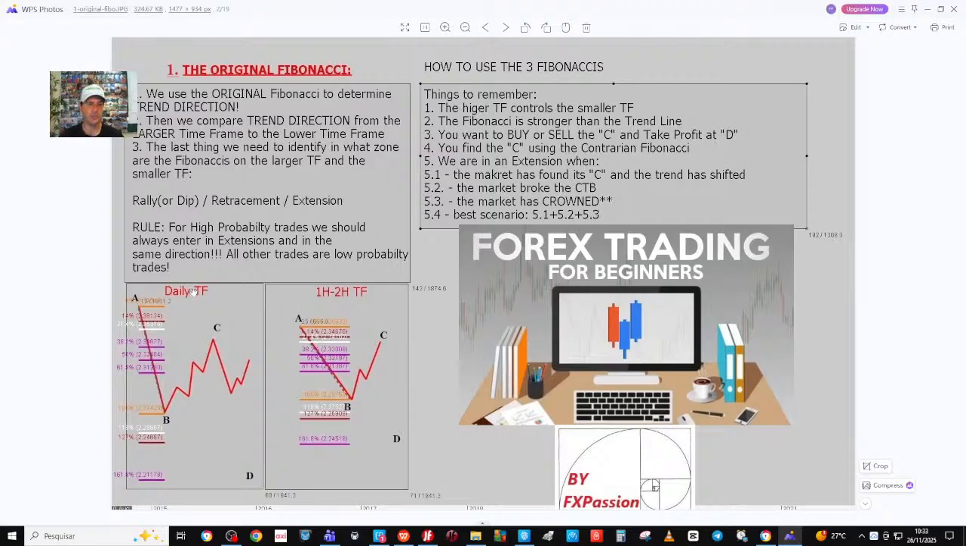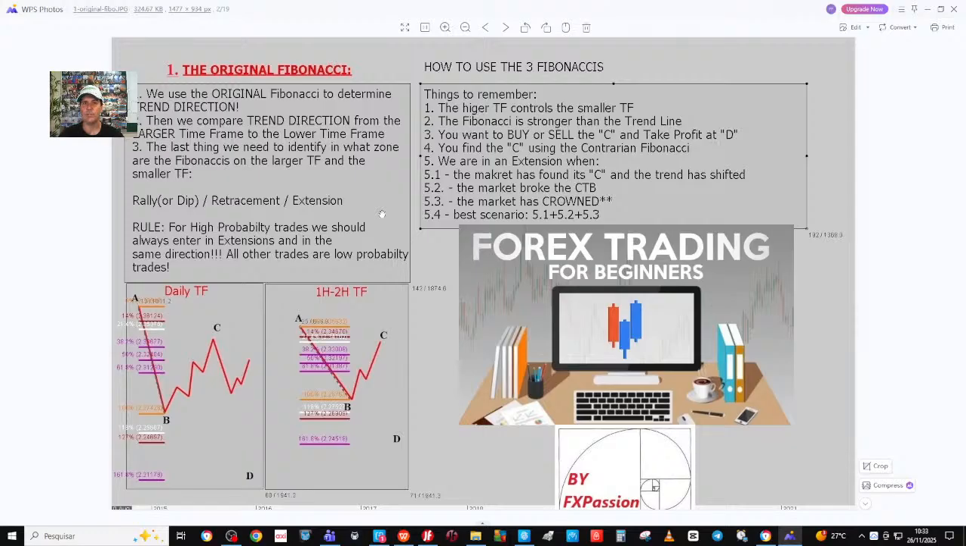From the pictures you have, daily Fibonacci is down, you know it's ABC, and it's making lower lows. But the 1 hour chart time frame that you are trading, it has a down ABC, but the market is in a retracement. The daily time frame is in an extension. The 1 hour, 2 hour chart is in a retracement. Alright, everybody?